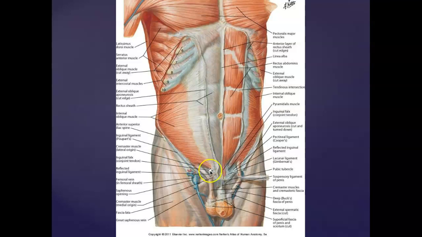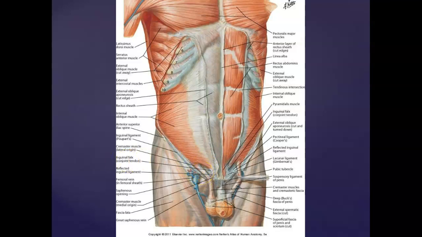In front of the lacunar ligament. So remember, the lacunar is kind of on the posterior side. The conjoint tendon will be in front and kind of medial edge of that superficial inguinal ring as that spermatic cord leaves the inguinal canal.